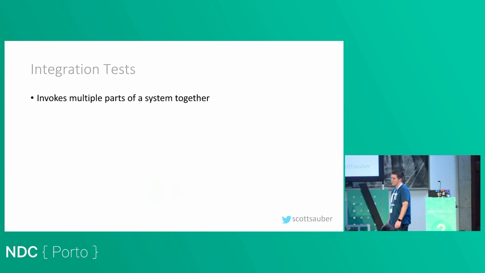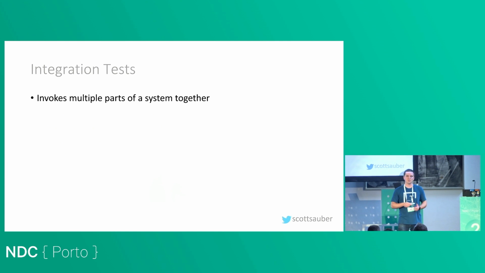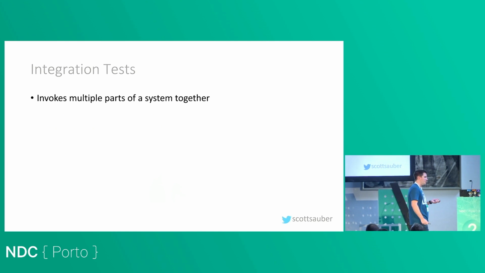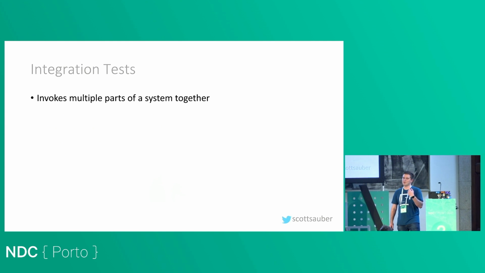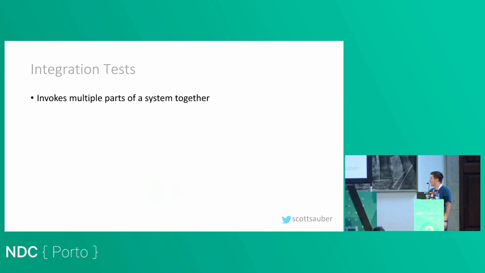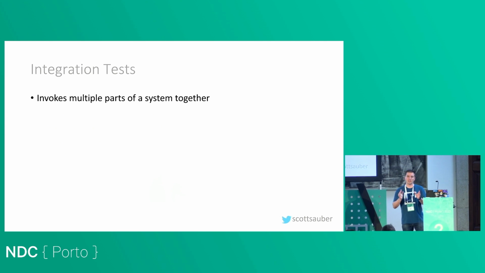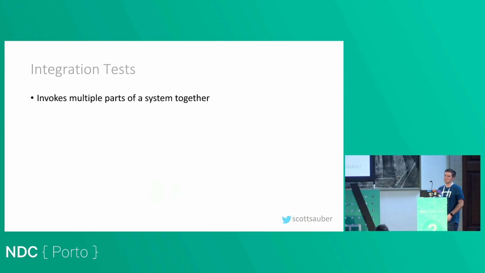So what an integration test is, it just invokes different parts of a system together. So it could be multiple classes communicating with each other. A lot of people think integration tests always means talking to a database, talking to the file system, talking to an API, getting some sort of I/O involved. I don't really use that definition. I prefer this definition where it's just communicating with multiple things. It could be a database, it could be an API, it could be the file system, but it doesn't have to be.